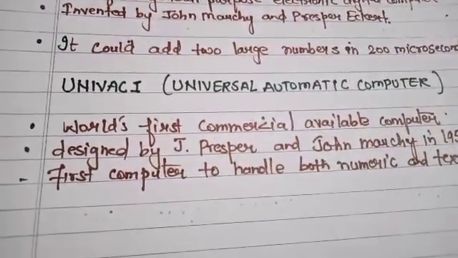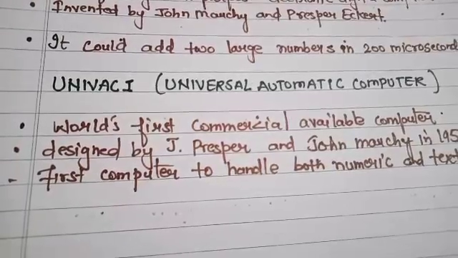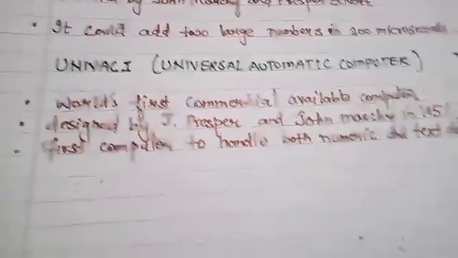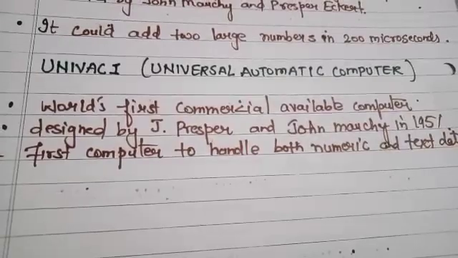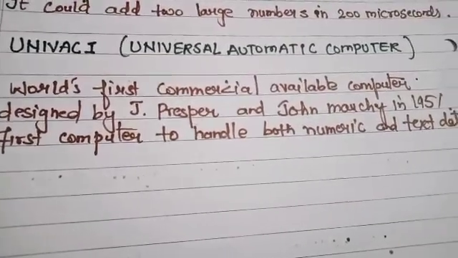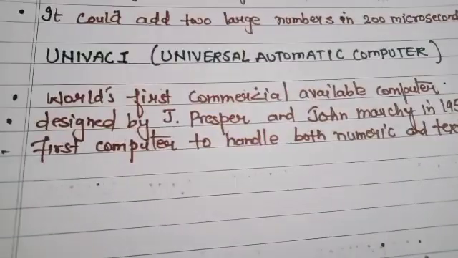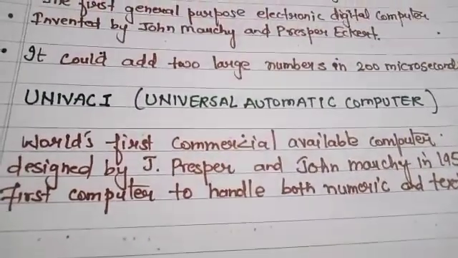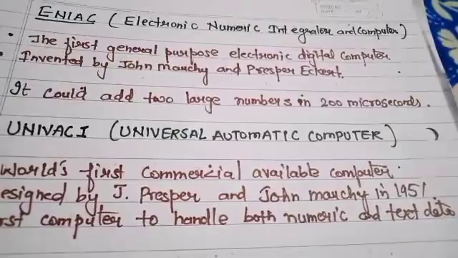Then UNIVAC, Universal Automatic Computer. It's the first commercially available computer, designed by J. Presper Eckert and John Mauchly in 1950, and the first computer to handle numeric and text data.